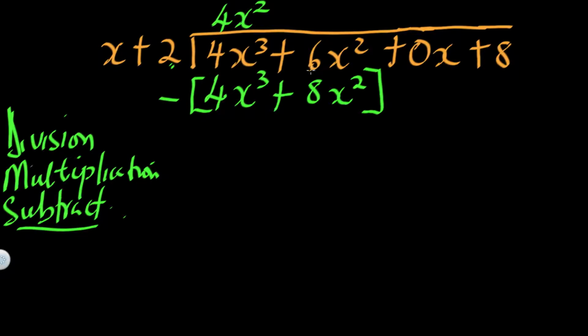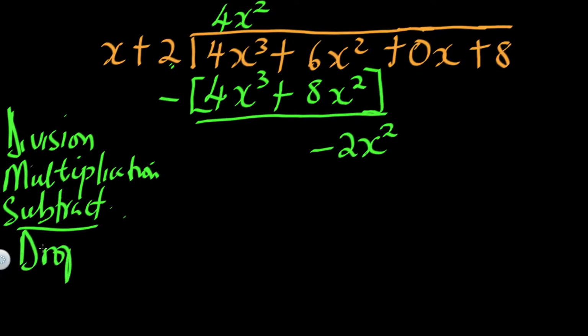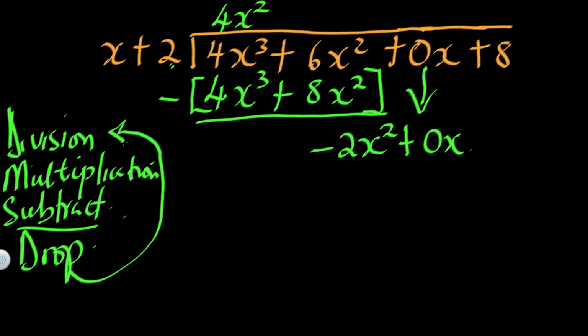Then we have 6x squared minus 8x squared. If we do this, we get a minus 2x squared. We write the minus 2x squared. After this subtraction, we drop something. In this case, we're going to drop this 0x, which is plus 0x. After the dropping, we go again. So this is iterative. We divide, we multiply, we subtract, we drop something, then we go back again.